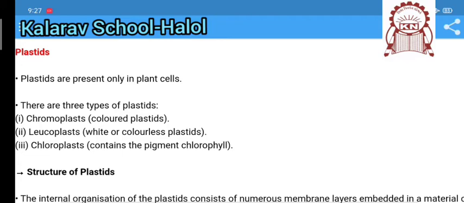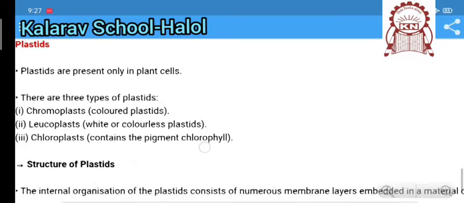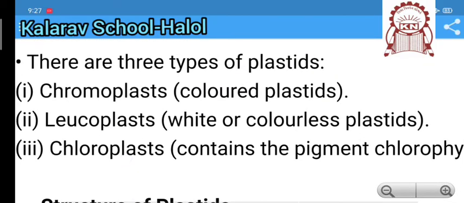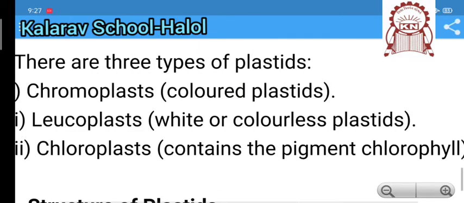Plastids are present only in plant cells. Here is a point of difference you have to note. The animal cell has no plastids, while the plant cell has plastids. There are three types of plastids: chromoplast, leucoplast and chloroplast.